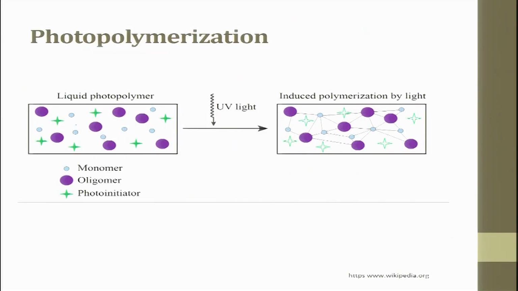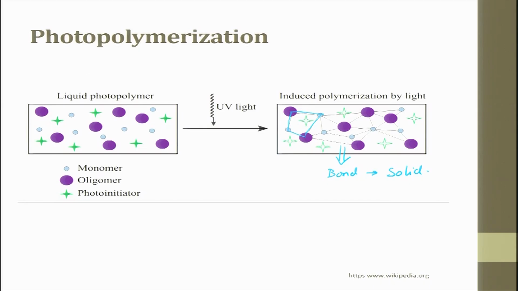Here you can see blue small dots are called monomers, and along with the monomers you have these violet ones called oligomers, and then we have photoinitiators which are green. When the UV light hits on it, you can see these mers are trying to form a network with oligomers. The photoinitiators are used to start the reaction and form this bond between them. Because of the bond forming, this tries to make it into a solid.